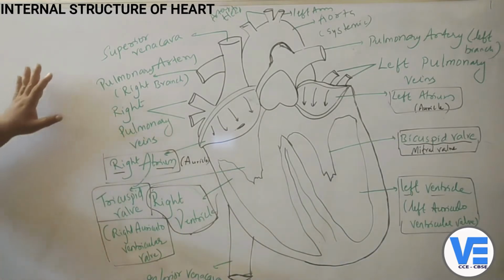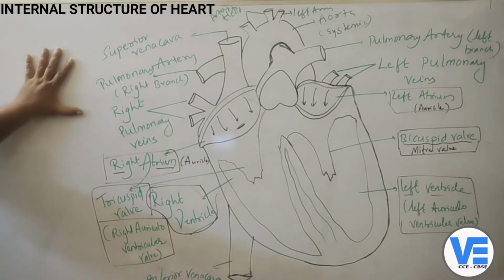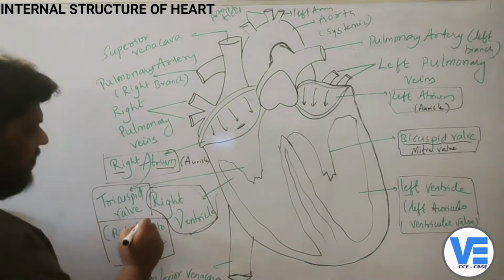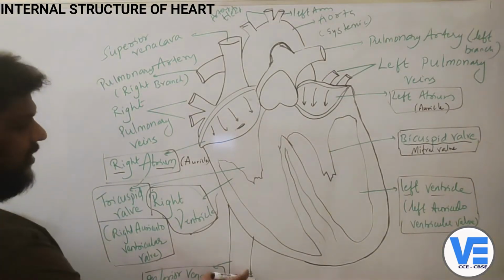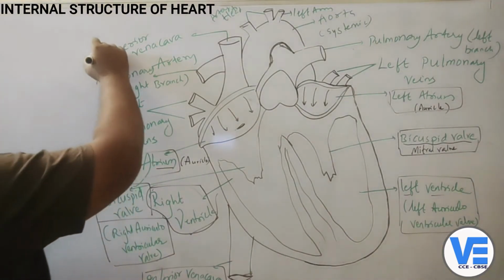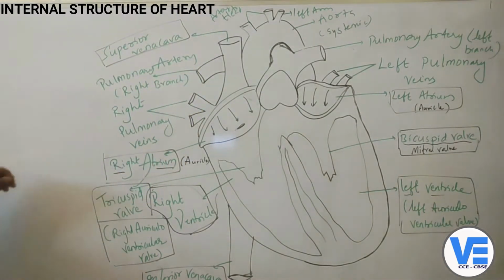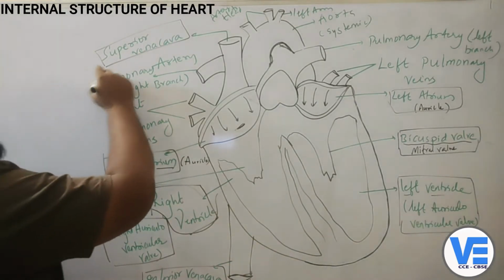Now coming to the remaining words which are present here, these are the names of the blood vessels. We'll see the different blood vessels which are present here. This one is the inferior vena cava. It is the superior vena cava. And here this one is the pulmonary artery.